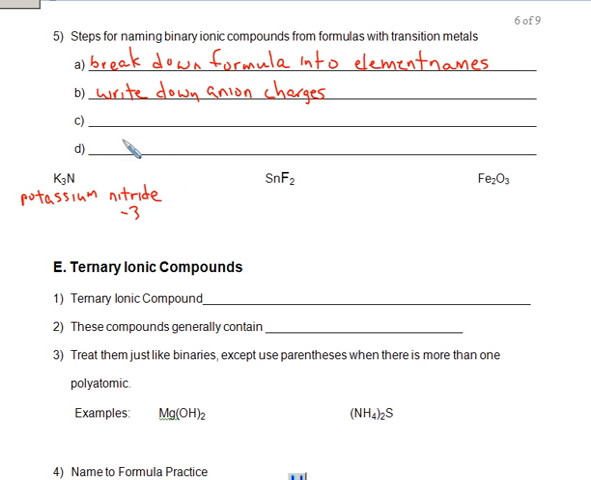Now let's come back to the next step. You find the total negative charges. That's going to be negative. And then if we have a transition metal, we have to figure out what the charge is on the transition metal. Now, with potassium, since that's an alkali metal, we know that that is always +1. So we have a +1 for that.